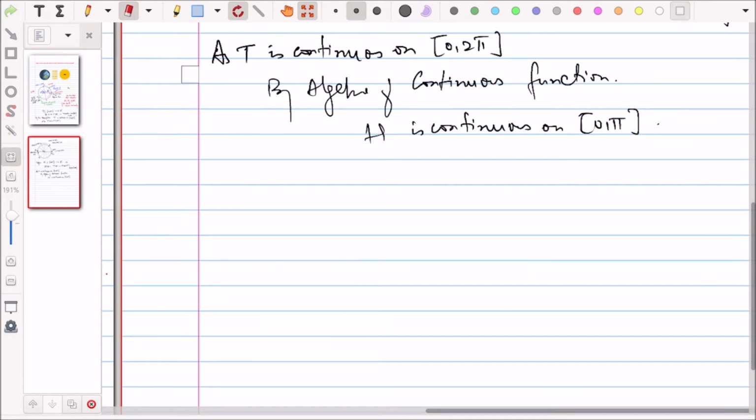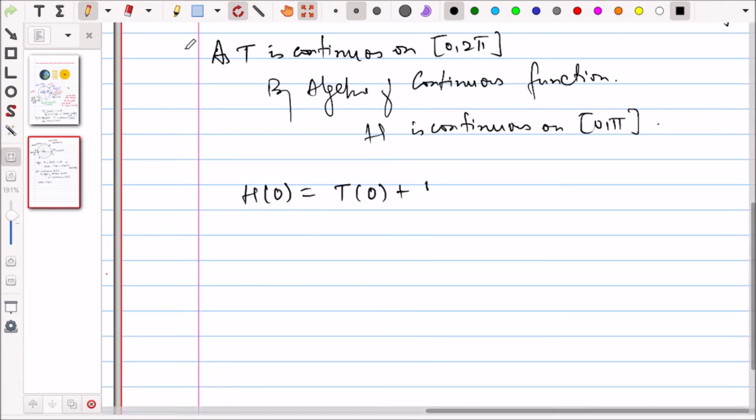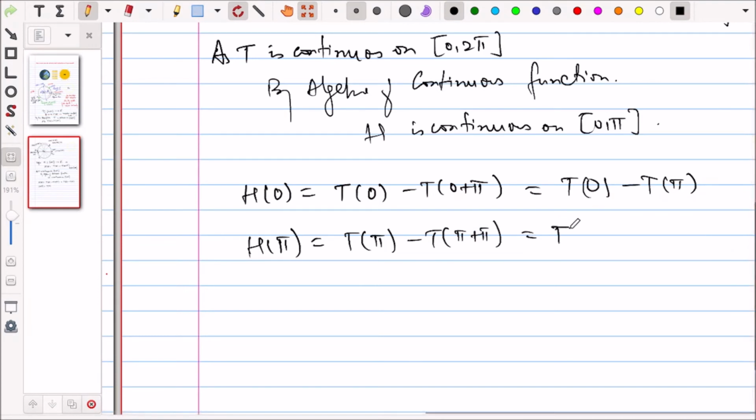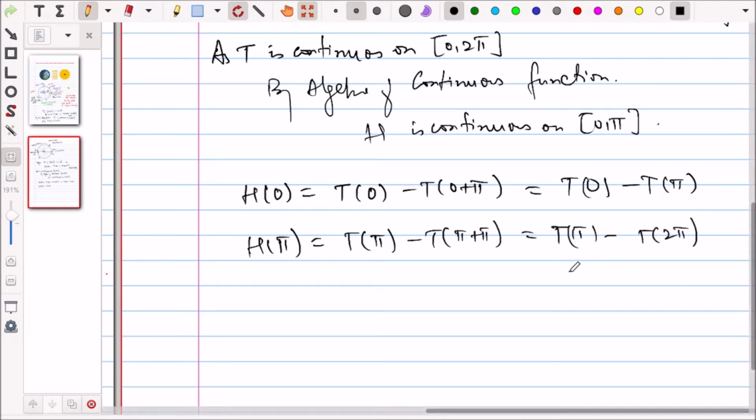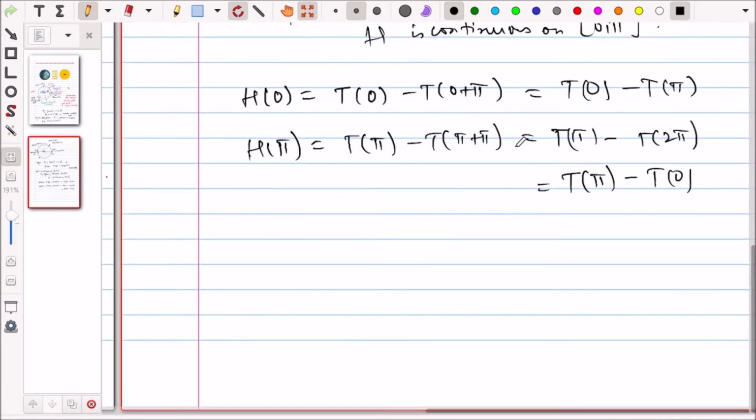Now h is continuous on 0 to pi. What about h of 0? H of 0 is t of 0 minus t of 0 plus pi, which is equal to t0 minus t pi. H of pi is equal to t pi minus t of pi plus pi, which is t pi minus t2 pi, and because t2 pi is equal to t0, both the points are same. So h0 is equal to minus of h pi.